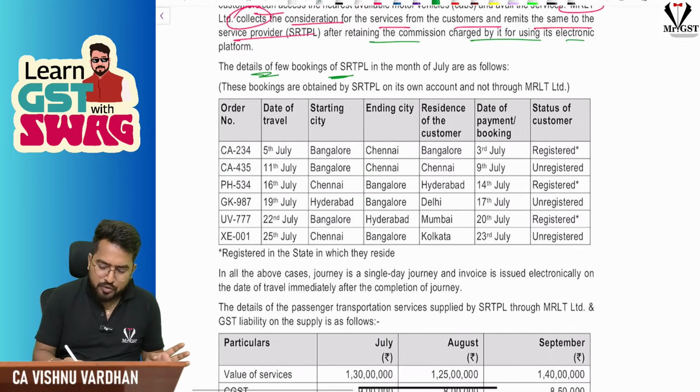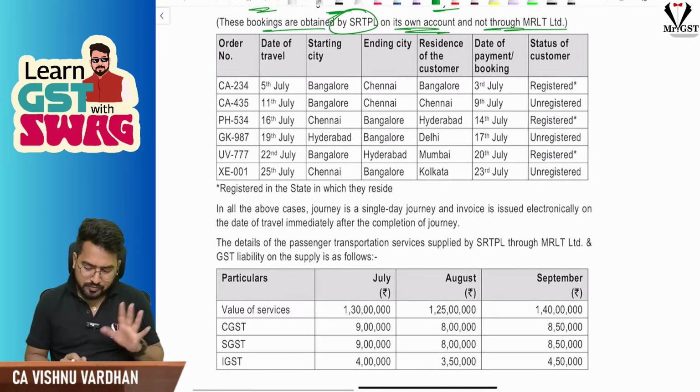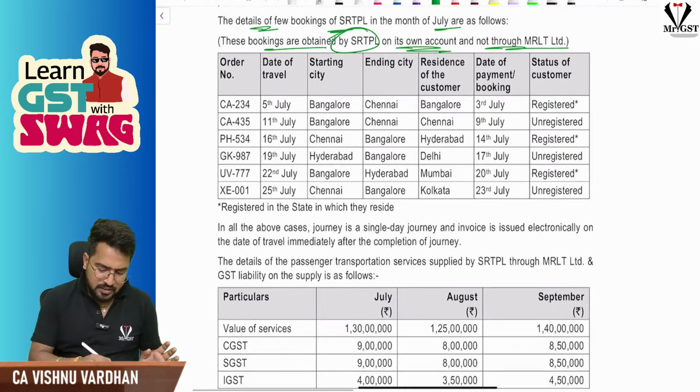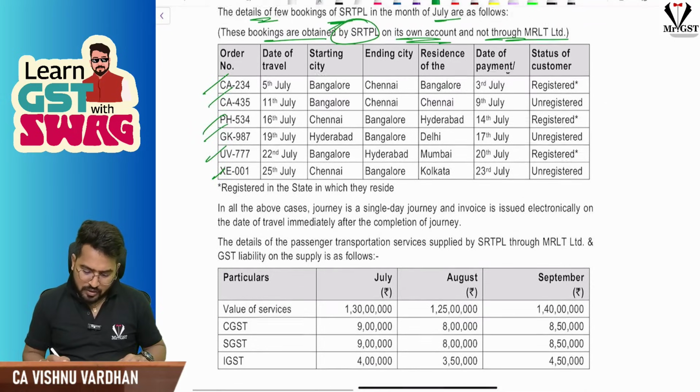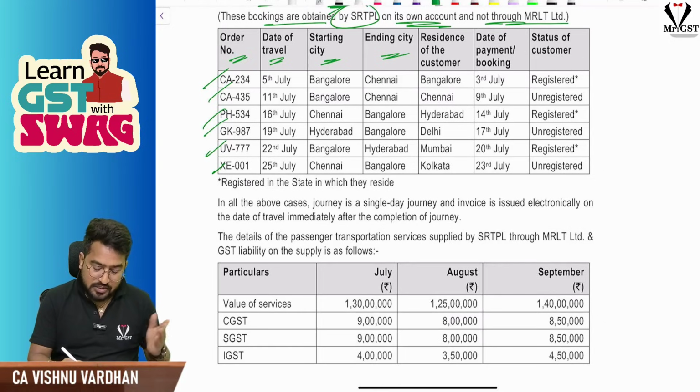They have given few booking details for the month of July. These bookings are obtained by SRTPL on its own account, not through MRT Limited. So on its own account, not through MRT Limited. That is important for you. So they have given various tickets details. Okay, and they gave the order number, travel date, starting date, ending date, sorry, starting city and ending city, where the customer resides, what is the date of payment, status of customer.